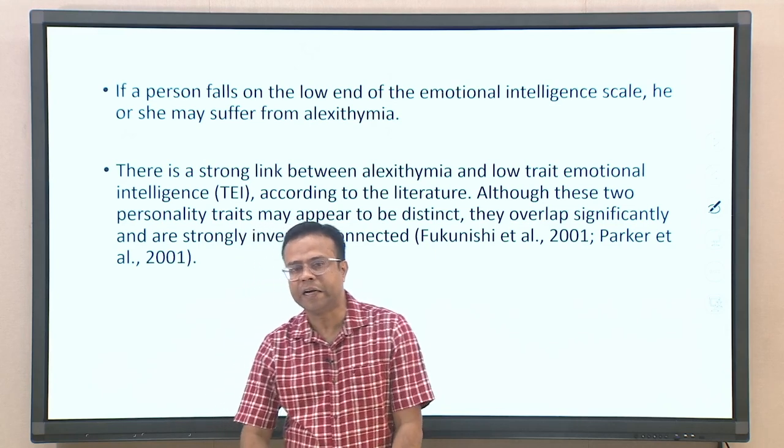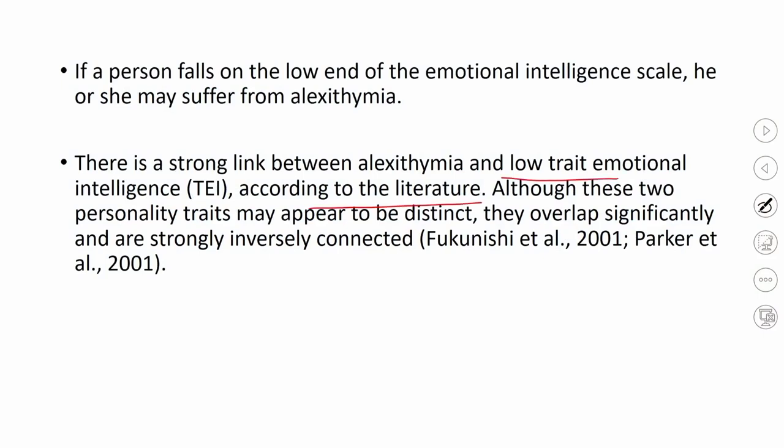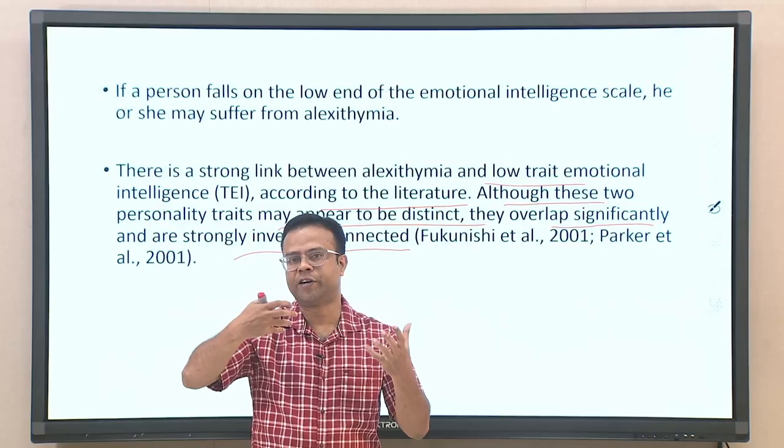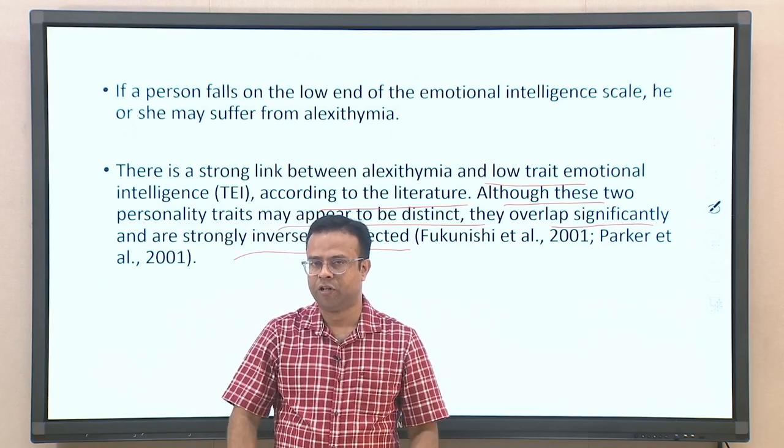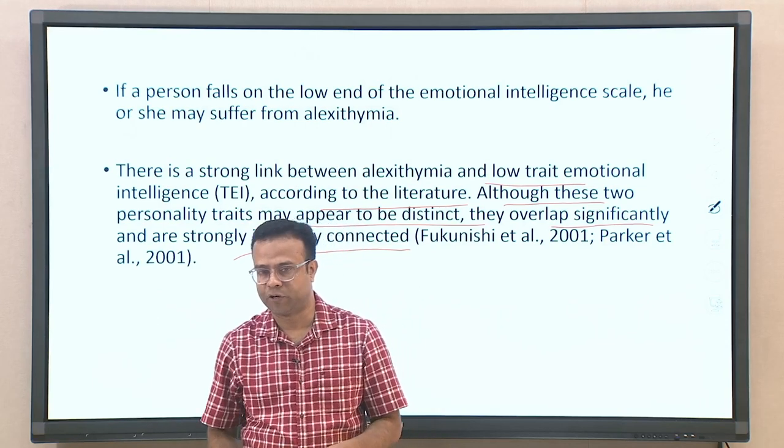So, there is a strong link between alexithymia and the low emotional intelligence trait, at least according to the literature. Although these two personality traits may be conceptually distinct, alexithymia and emotional intelligence, there is a very strong overlap between them, and they are very strongly inversely connected. Both are oppositely connected. People with alexithymia lack all the qualities of highly emotionally intelligent individuals. So, they may be distinct concepts, but they are overlapping and inversely connected to each other.